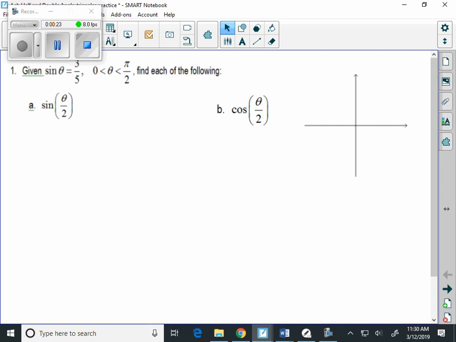The hardest part of those is determining whether our answer is going to be positive or negative when we finish the problem. And that's what our first step says here almost. It says, determine the quadrant that the triangle is in. Well, here's 0 and here's pi over 2. So the good news is we are going to be working in quadrant 1.